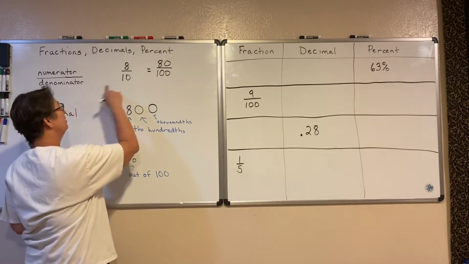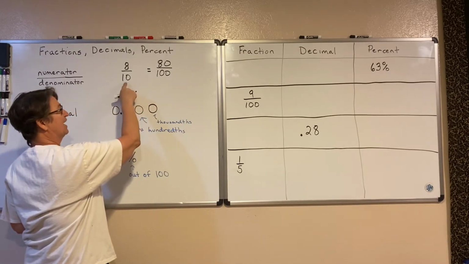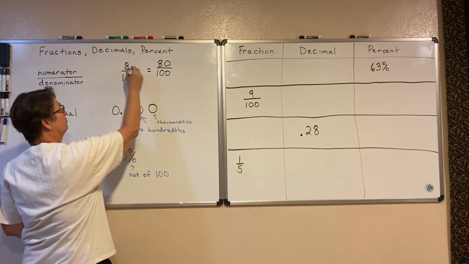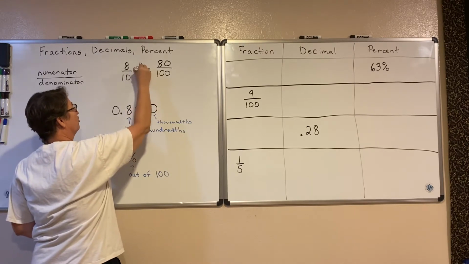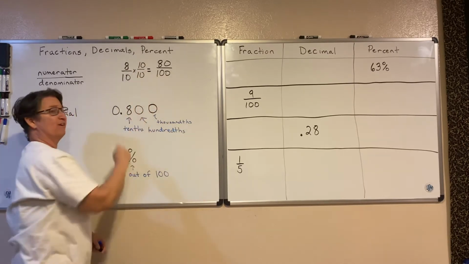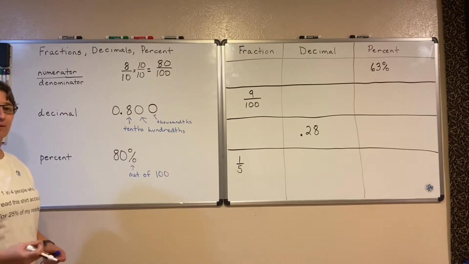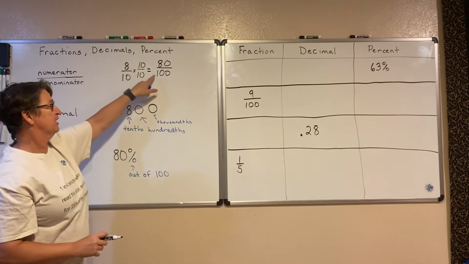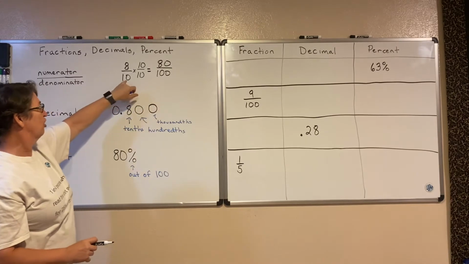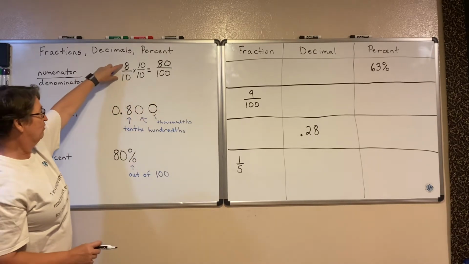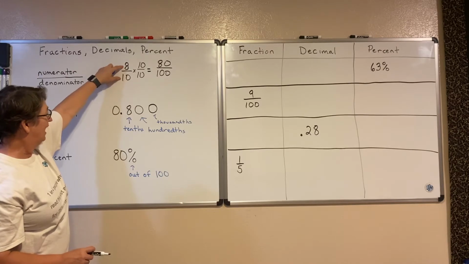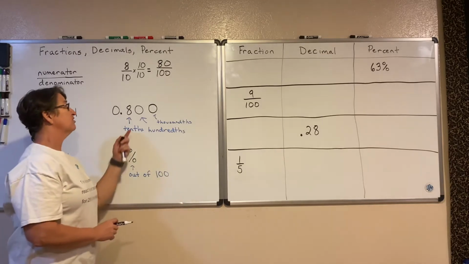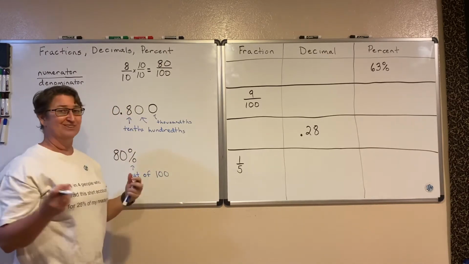Now, when we do this with fractions, we call this making equivalent fractions. Think of it as multiplying by a fancy 1. If I multiply by 10 over 10, 10 divided by 10 is just 1. I'm multiplying by a fancy 1. 8 times 10 gives me 80. 10 times 10 gives me 100. These two fractions are equal to one another. Like we said before, this is 8 dimes, and this is 80 pennies, and that's the same amount of money. So that's fractions, decimals, and percents are the same thing.